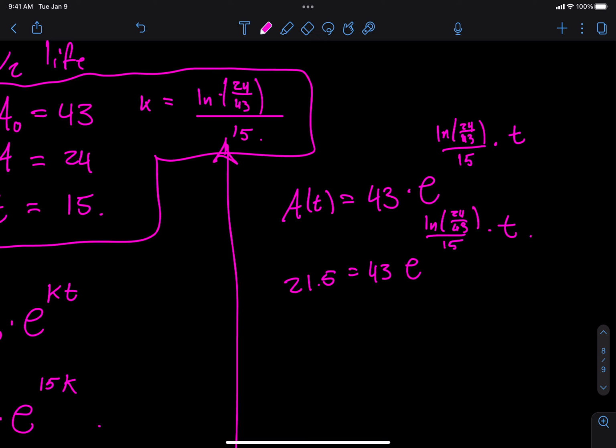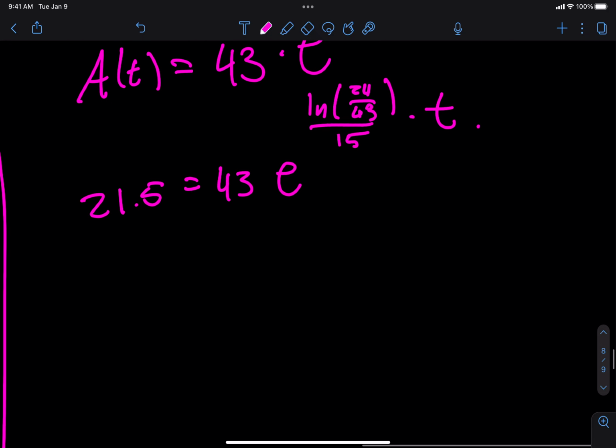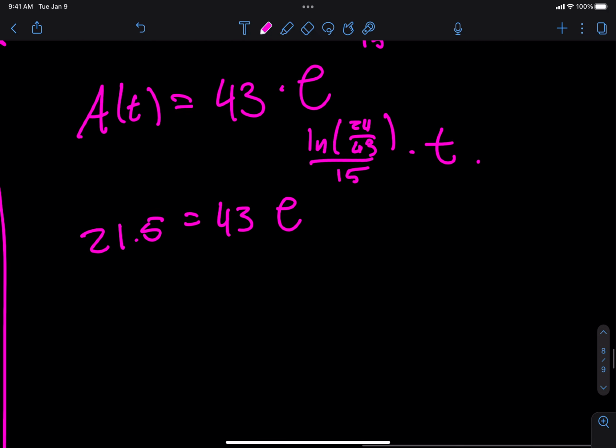Now I must find t. Okay? Now I must find t. How am I going to do that? Broadly speaking, the thing I want is in the exponent. What is the tool that we use when the thing that we want to get by itself is in the exponent? Natural log. But I can't apply natural log right away, can I? Because I have this pesky 43.